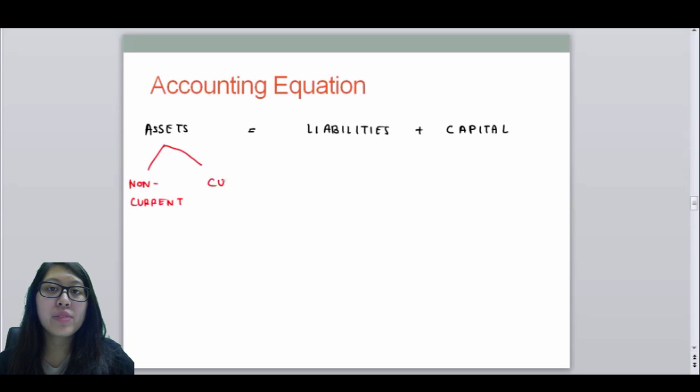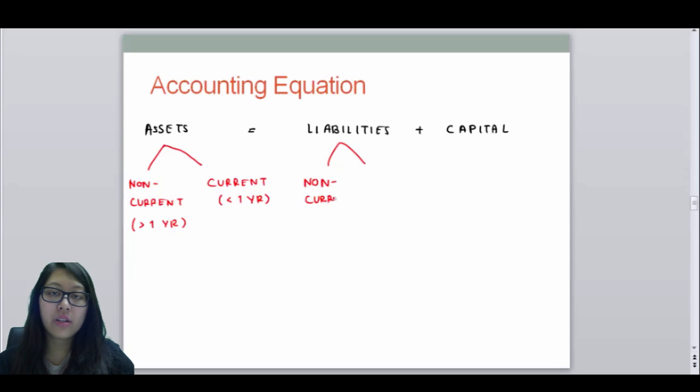What differentiates between the two is the duration of how long the company is able to own this asset. So if we're talking about non-current or long-term assets, we're referring to more than 1 year. However, when it comes to current assets, we're talking about less than 1 year. Liabilities is also split in a similar manner between non-current and current.